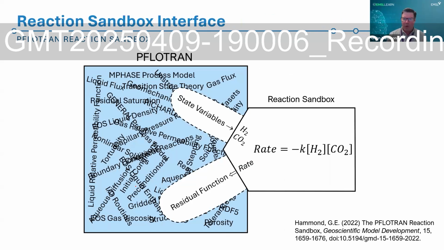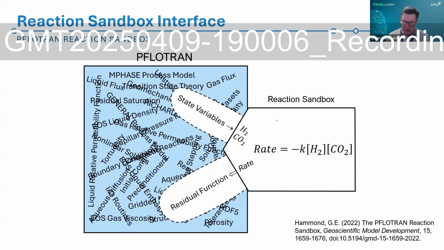So what we've done is we've cordoned off a section of the code where we pass select state variables. In this case, it's hydrogen and CO2. We pass these into our sandbox. Inside the sandbox, you can write a small subset of code to calculate this rate expression. The rate internally in PFLOTRAN will be in moles per second. That's passed back to our residual function. That's part of our Newton-Raphson method. And then we are off and running.